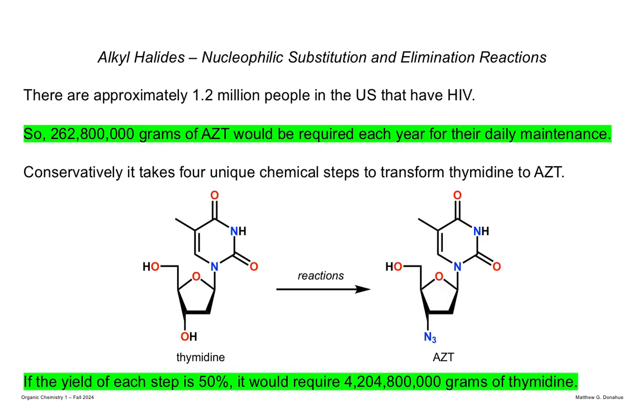So approximately 1.2 million people in the US have HIV. And if you then do that math, that's 262 million grams of AZT required per year. That's just in the US. In other countries, the disease has a higher prevalence, primarily due to education, I would say. People are not educated about sexual activity, and that's how the disease gets transmitted.